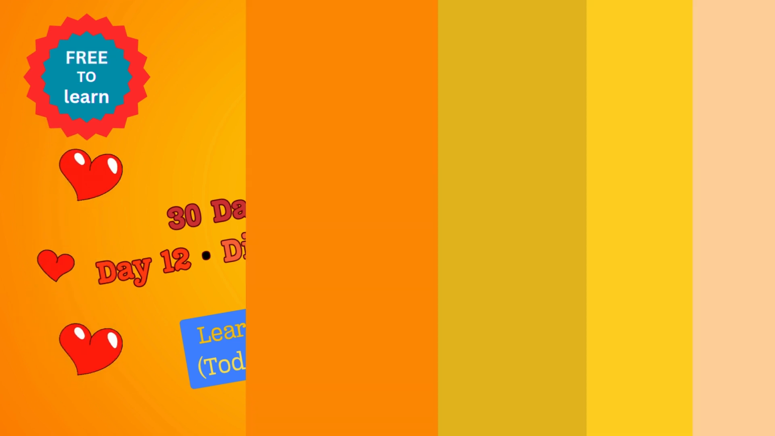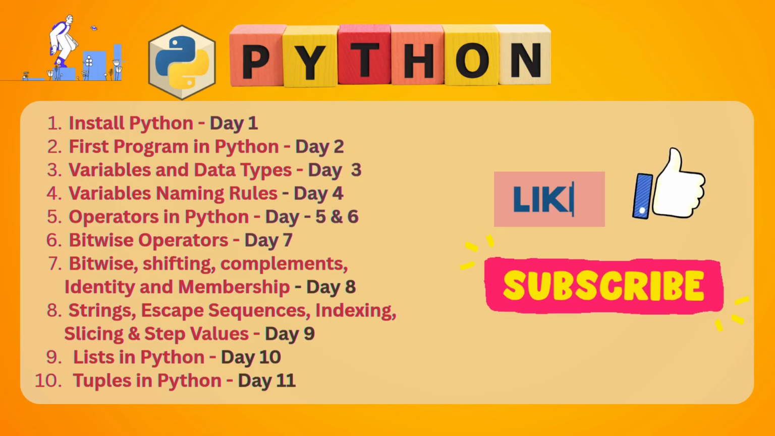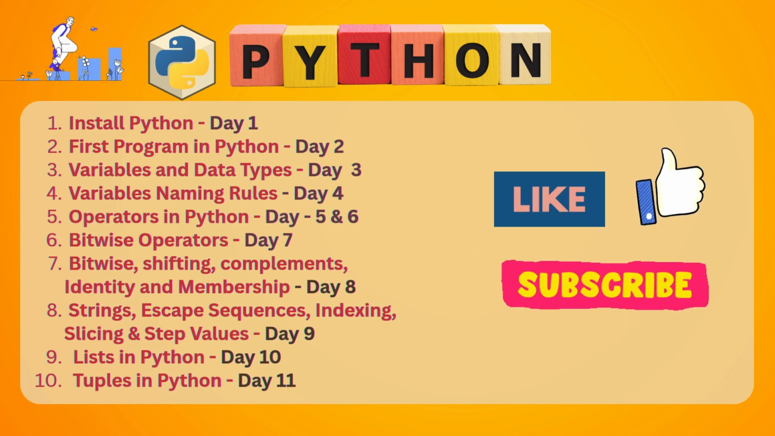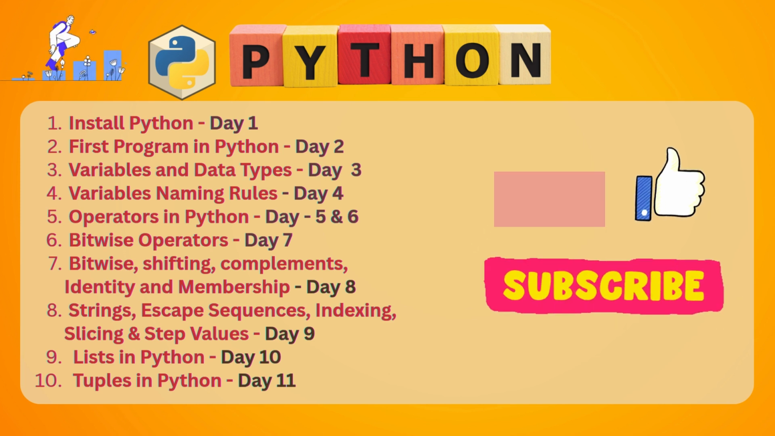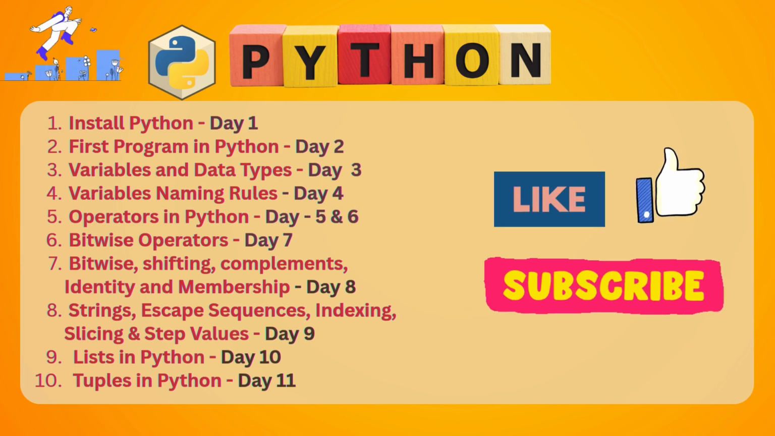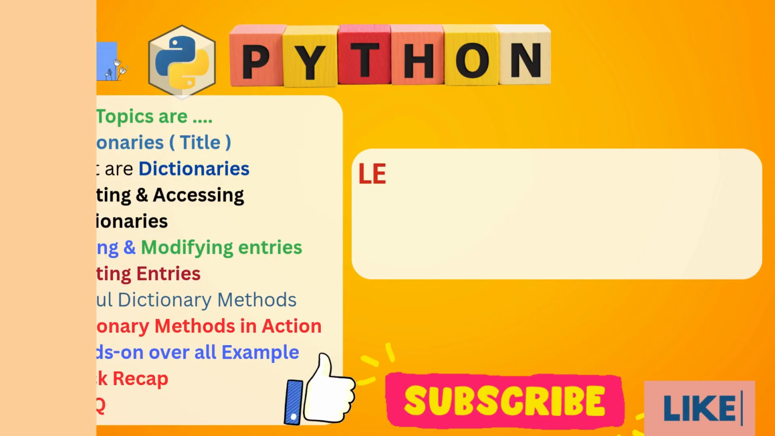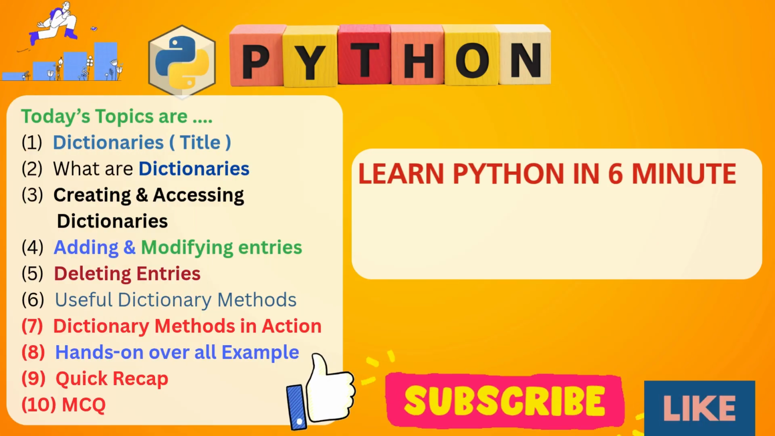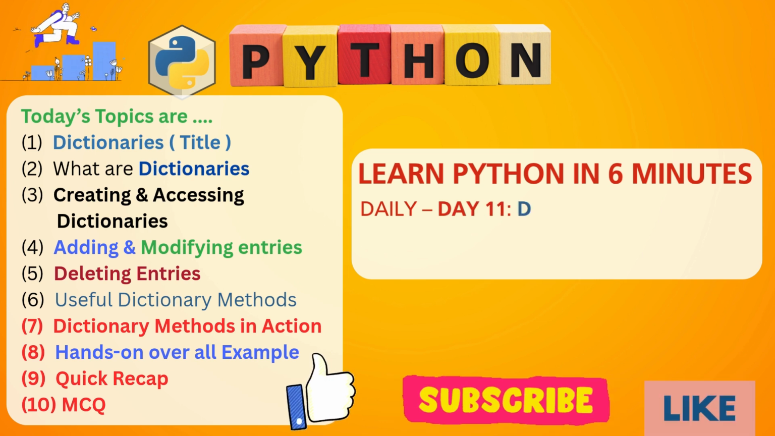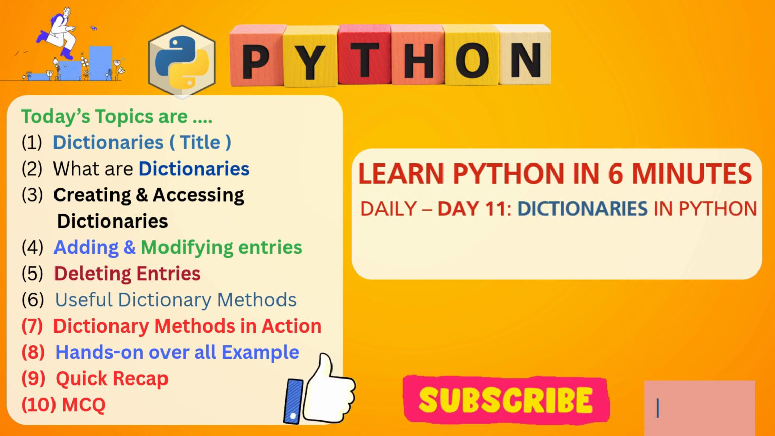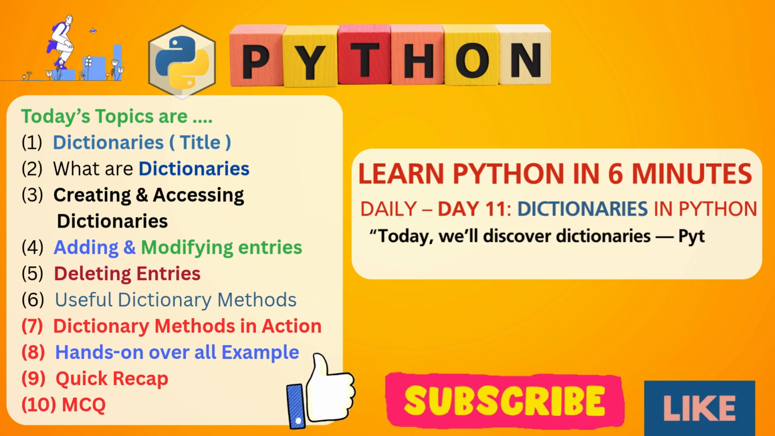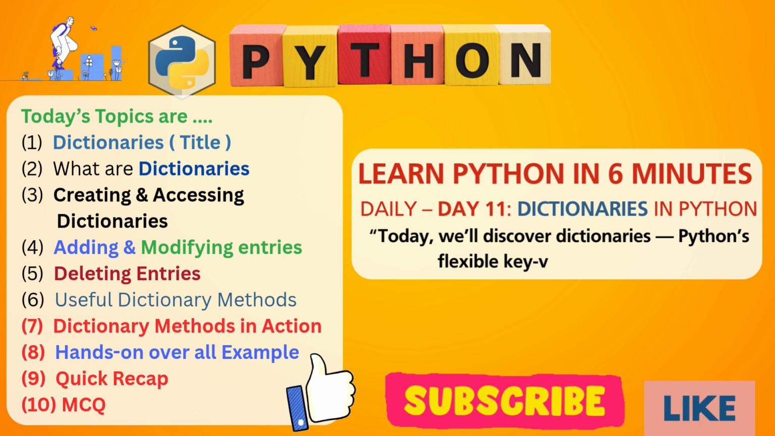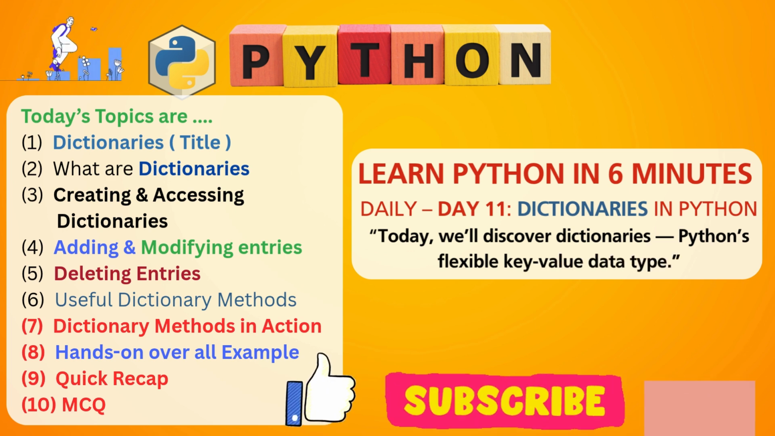Over the past 11 days, we have built a solid foundation covering everything from installing Python to variables, operators, strings, lists, and tuples. Today, we are moving on to one of the most powerful data structures, dictionaries. They let us store data as key value pairs for easy organization and access. We will cover what dictionaries are, how to create and use them, and see practical examples you can try right away. Let's dive in and make day 12 another big step in your Python journey.